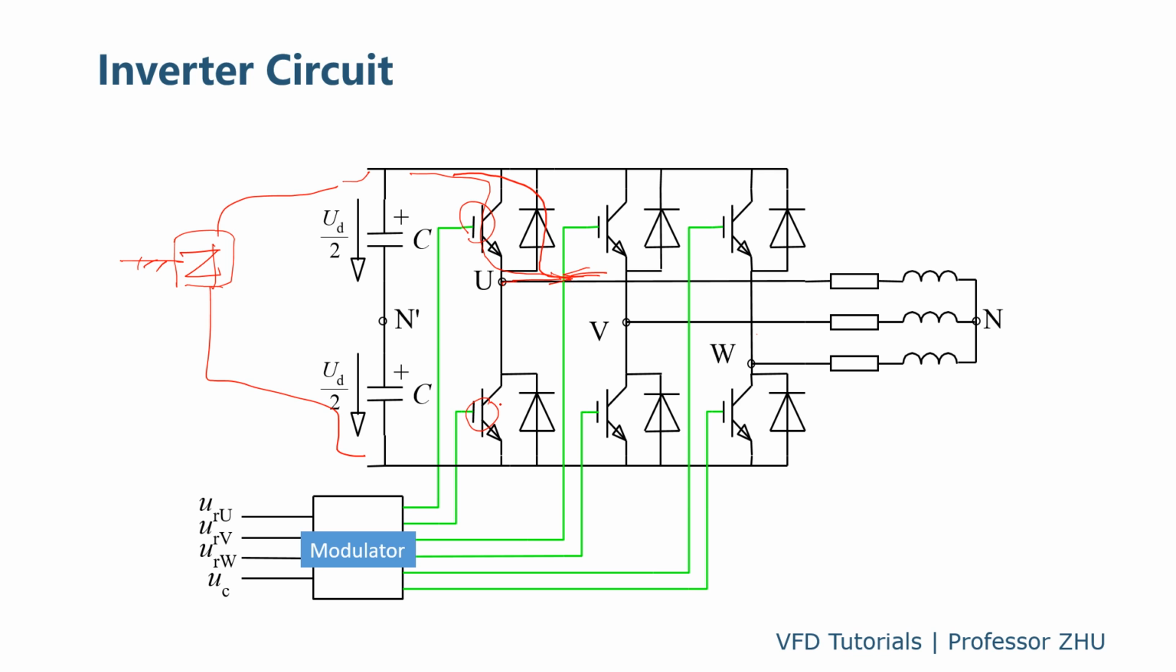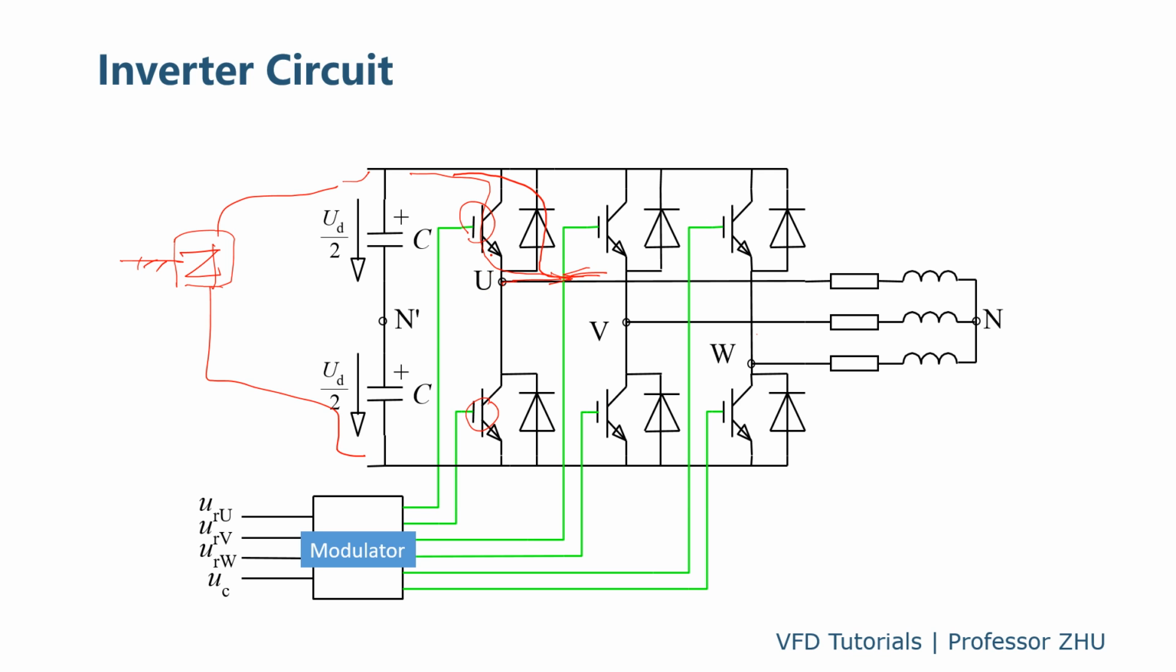And when those IGBTs are off and this IGBT is on, you get a negative DC. So either this one is on and that one off, or this one off and that one on. You cannot turn on those two IGBTs at the same time. Otherwise, you get a short circuit and it will fail.